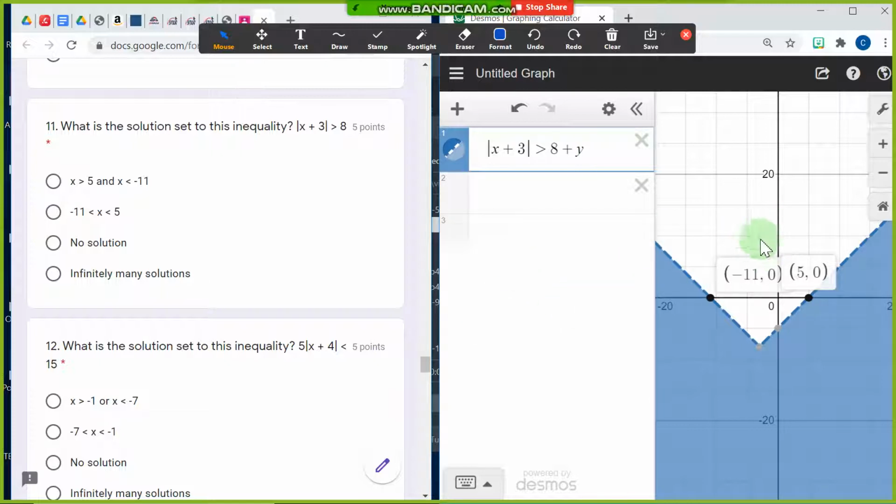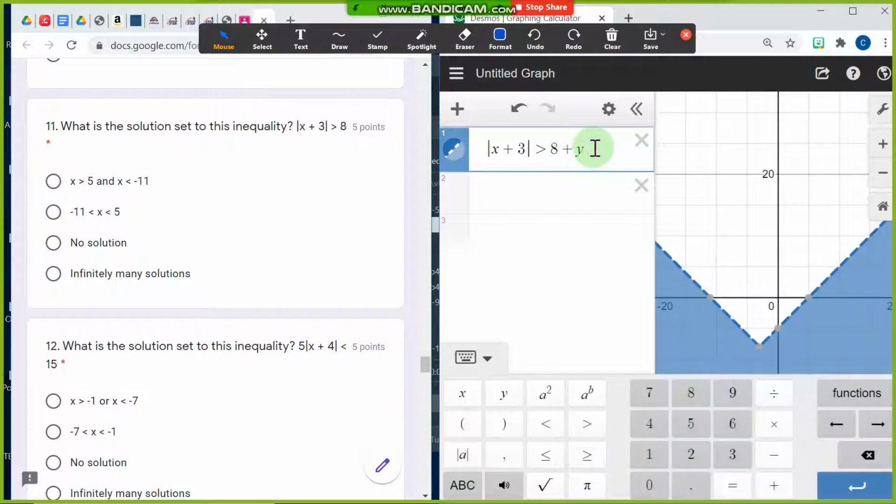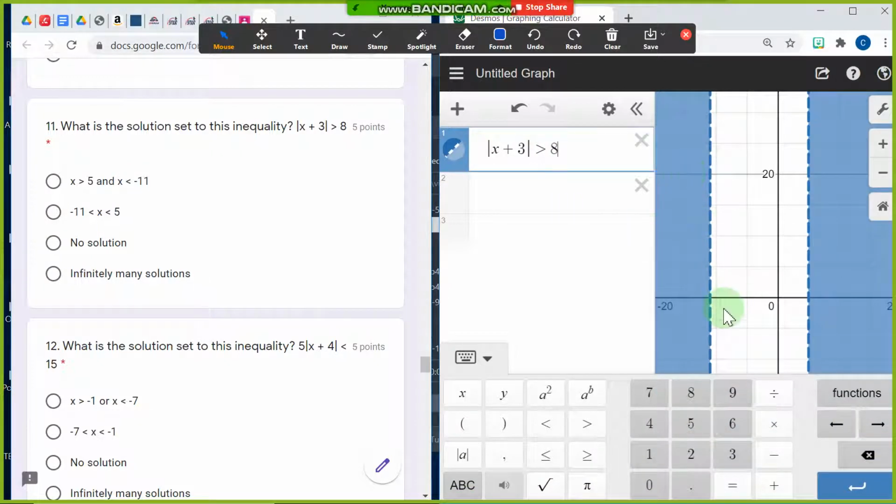However, the shading is not in between, right? If the shading were in between, we would have an in between x, an and inequality. This shading is on either side, even more visible when you do it like that. We have over here all these x's are less than negative 11. All these x's are greater than 5. So x is greater than 5 or x is less than negative 11.